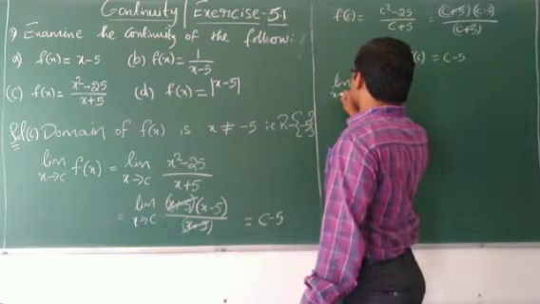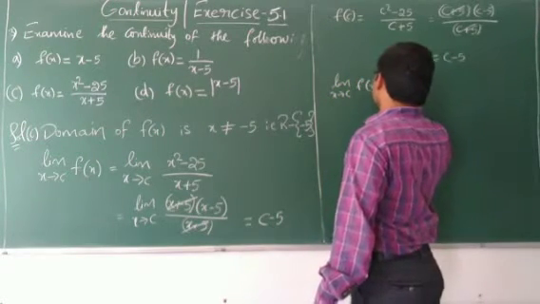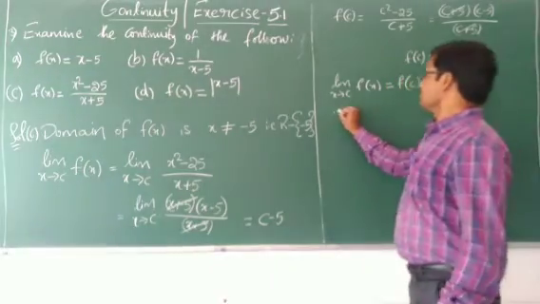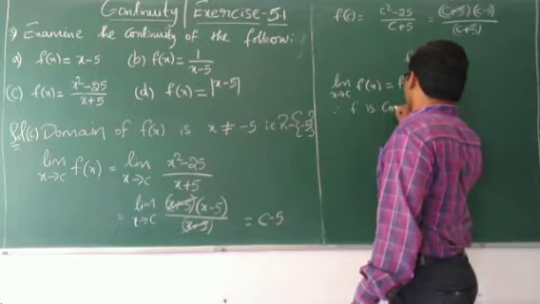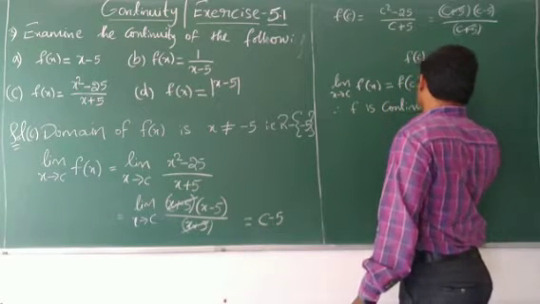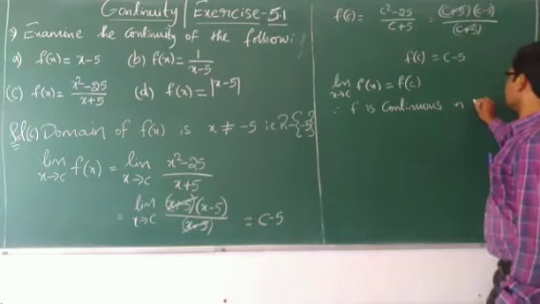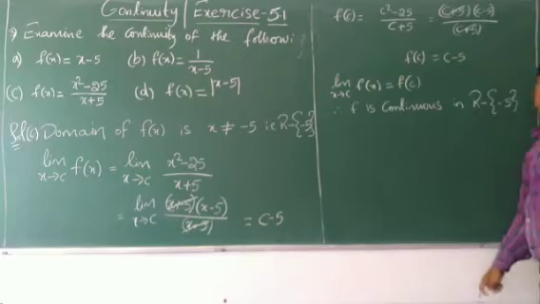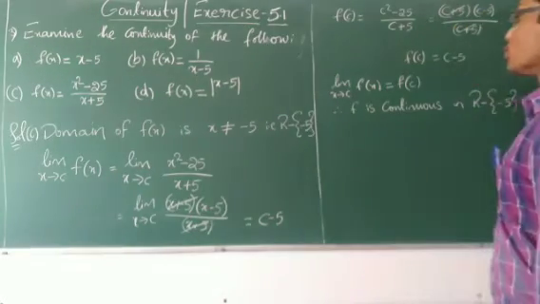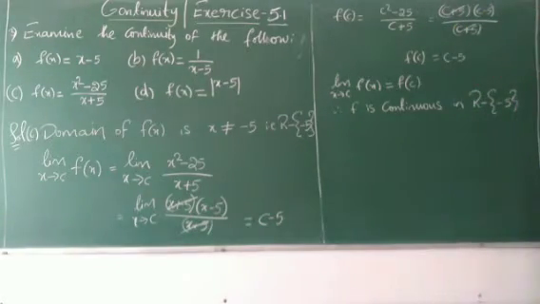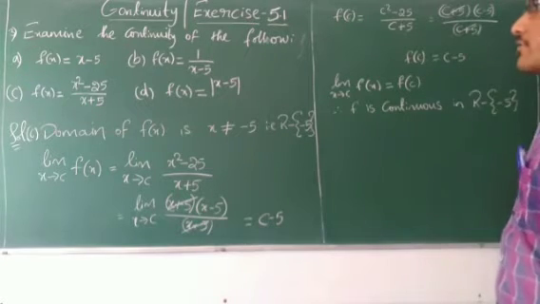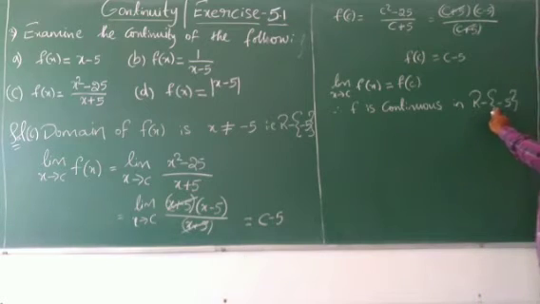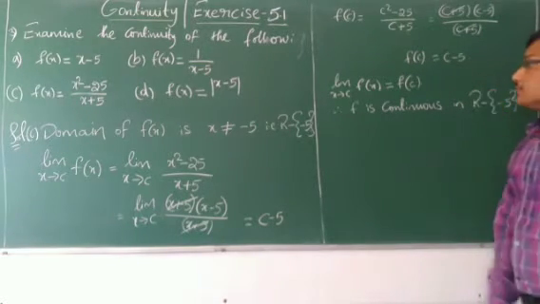Now we get limit x approaches C of f of x is equal to f of C. Therefore, f is continuous in R minus {-5}. Right? So the domain should not include minus 5. Then we can say the given function is continuous everywhere except at x equal to minus 5.